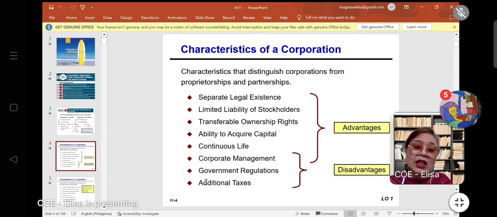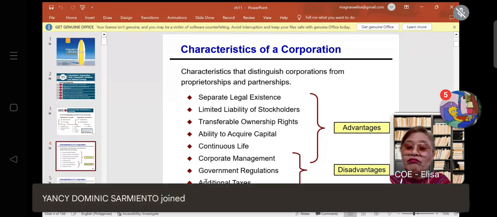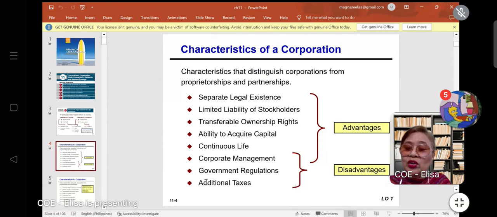Possible sources nila sa ilang capital is mag-issue sila og bond or pwede sila mag-issue og additional stock. So that's the beauty of that, because they can tap the public when they want to increase their capitalization. But for partnership, wala gyud sila source. They can contribute, or they can borrow money from the bank.